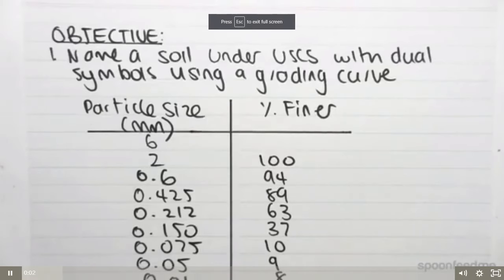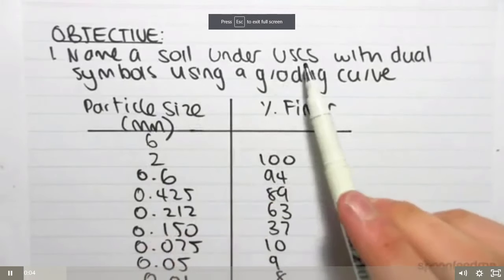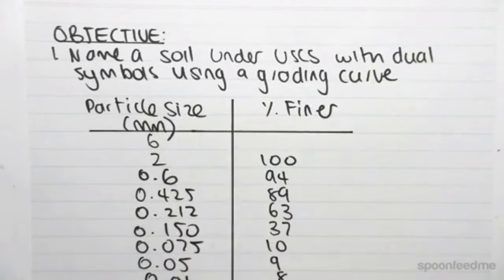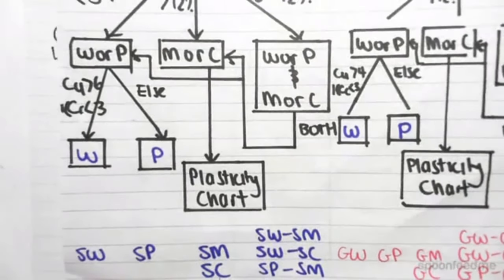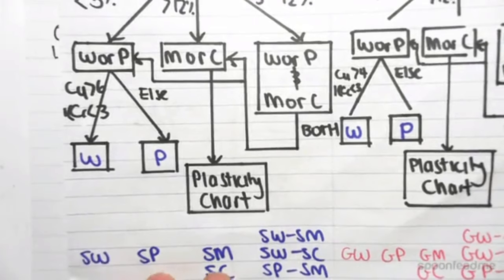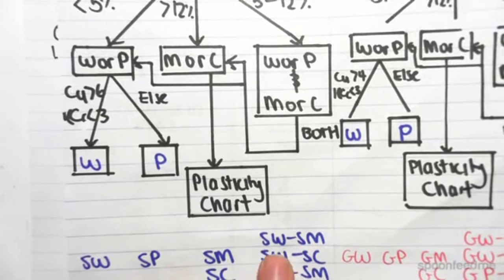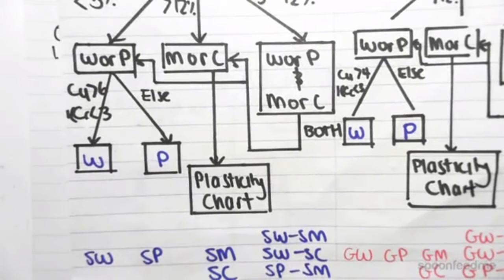The objective of this video is to name a soil under the Unified Soil Classification System with dual symbols using a soil grading curve. All I mean by dual symbols is that the previous two examples we've done have been single symbols like SP or SM, but now our final answer is going to have dual symbols like SW-SM. And we're going to see why in a second.